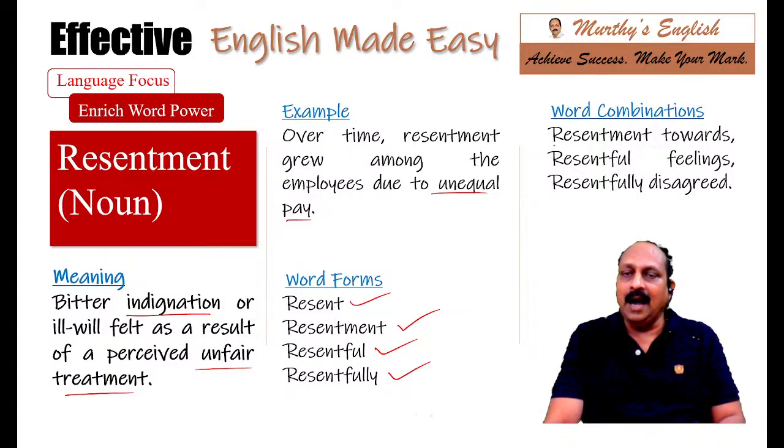See, here it is adjective. This is also adjective form. Here it is noun, first one, resentment. Here it is adjective. Here it is adverb. The three forms have been used in the combinations.